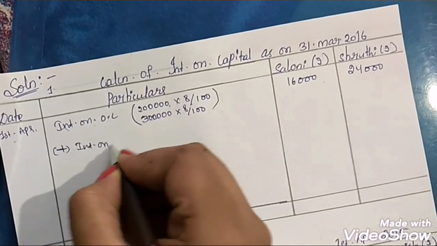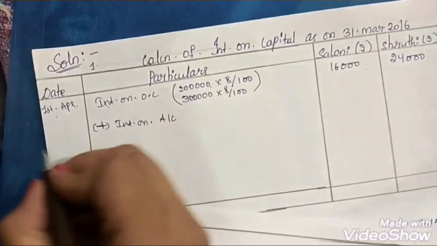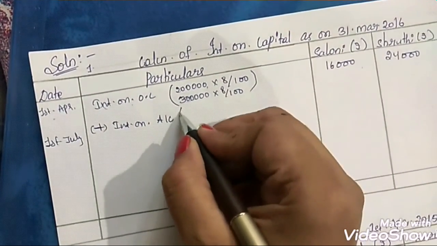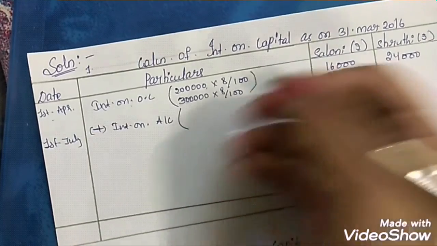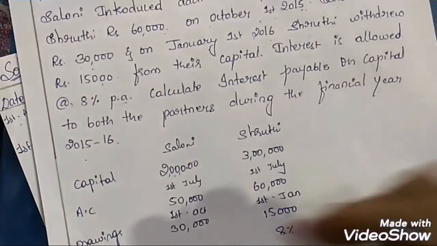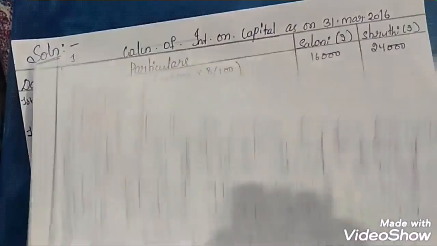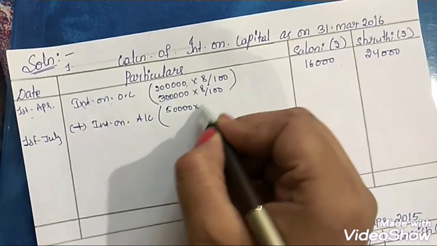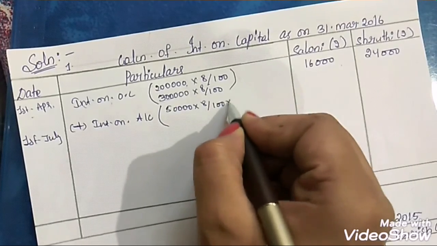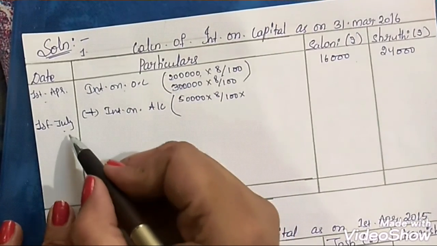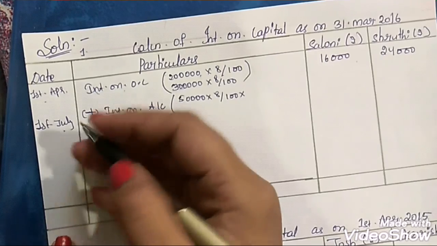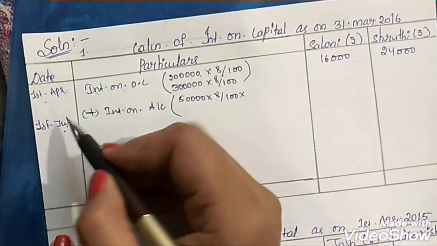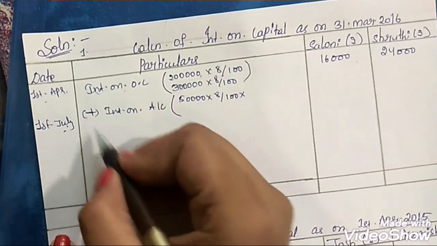interest on additional capital. Date is 1st of July, right? Now additional capital of Saloni is rupees 50,000 and Shruti rupees 60,000, right? So what we have to do, rupees 50,000, so 8% on this, and here the month is important, right? We have to pay interest on additional capital only from July to March. Okay, so from July to March it's only 9 months, right?